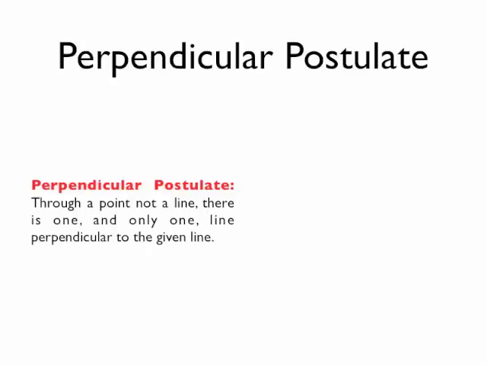What that states is that given a line and a point not on the line, there is exactly one line through the point that is perpendicular to our given line. Knowing that will make these constructions possible.